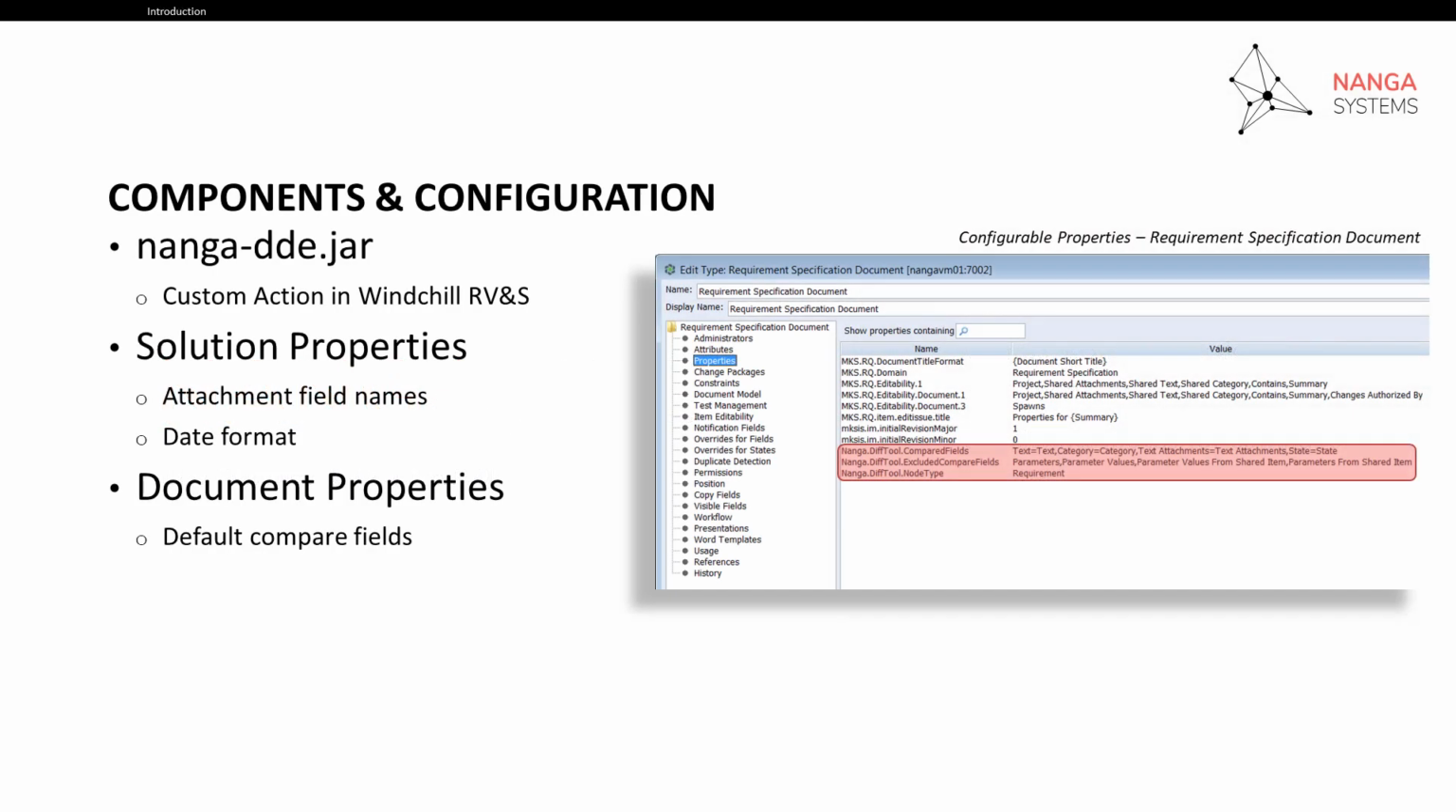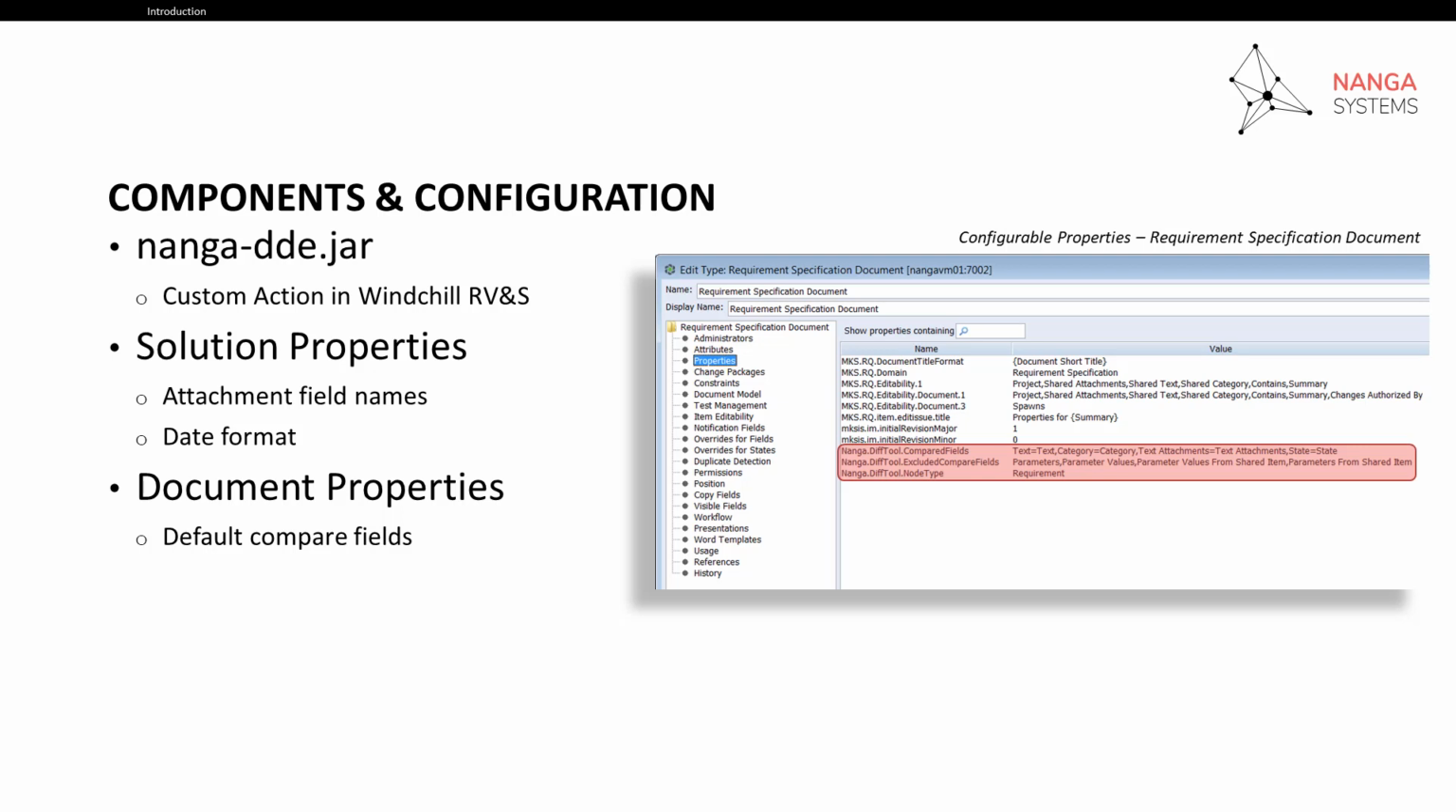NANGA Document Diff and Export is a client-side function and is comprised of the application, a jar file that can be configured as a custom action in the Windchill RV&S UI, and a set of properties on the solution and document item types that are configured by your administrator and identify the field names that you use for attachments, your date format, and default fields to be included in the comparison.